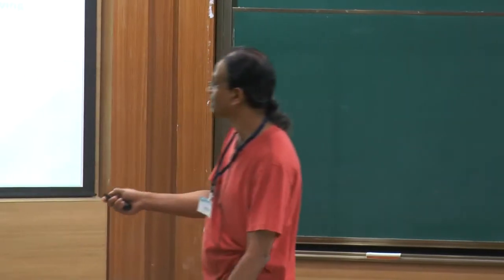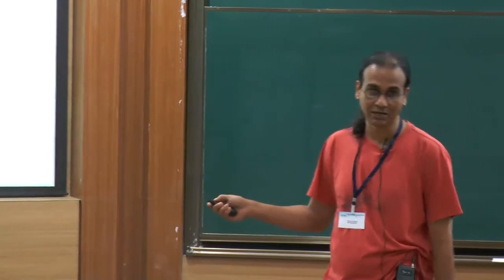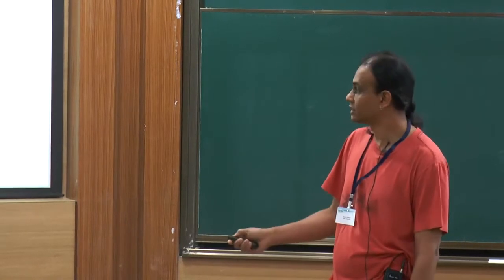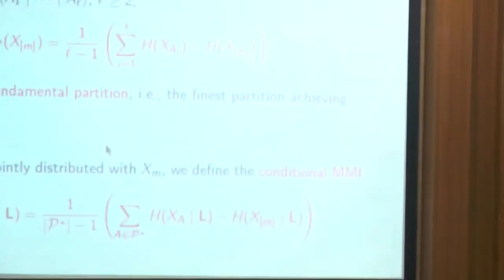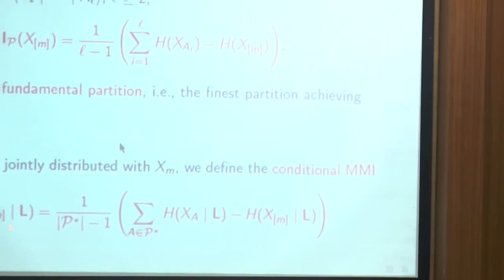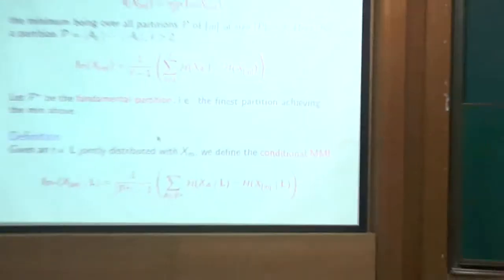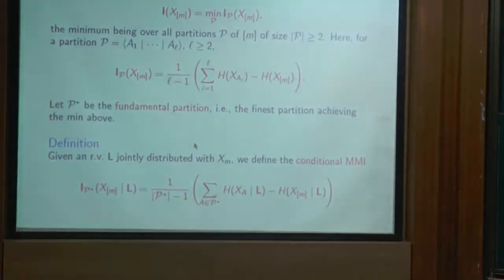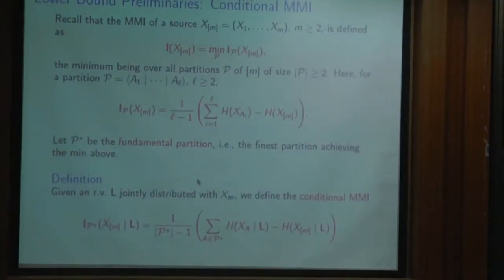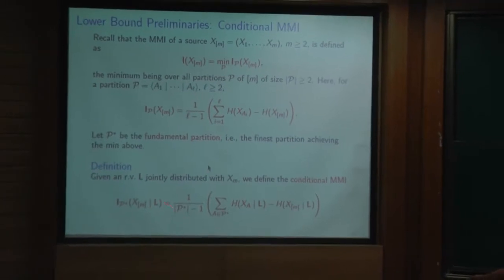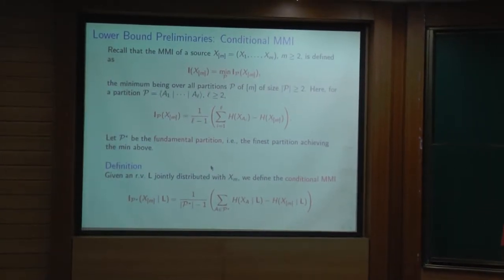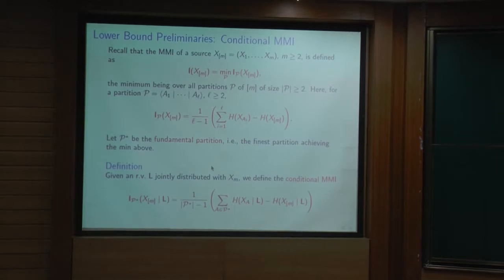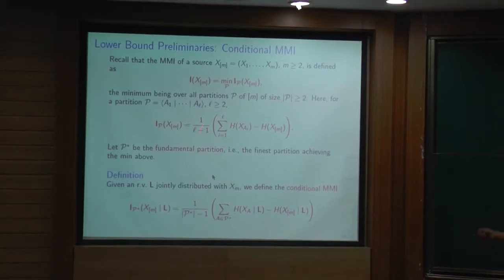So there is a P star for the unconditional version of multivariate mutual information. I'm just going to use the same P star to define my conditional version, where I condition on L throughout, wherever I have entropies, I'll just consider the conditional entropy. But the partition here is always going to be the fundamental partition, which I've identified for the entire source function at the beginning.